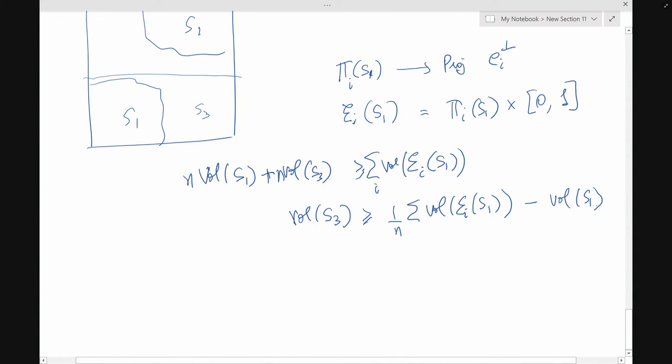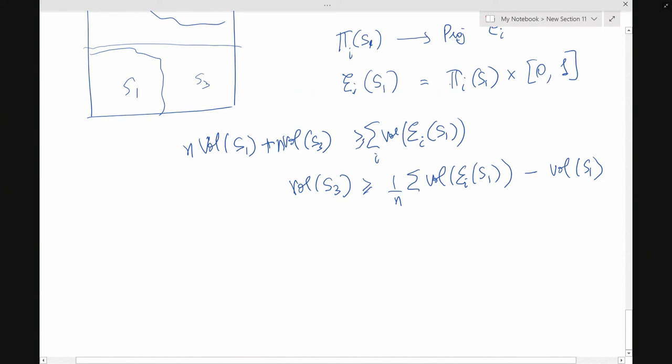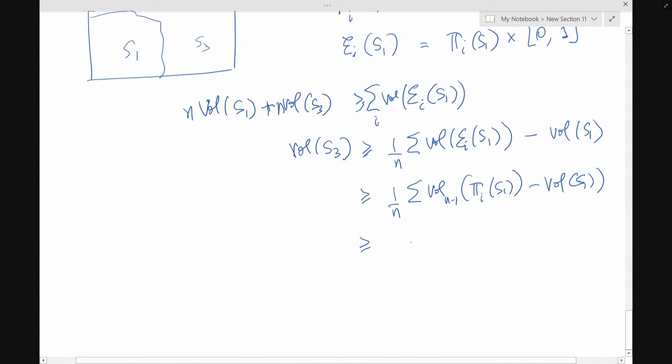Now, volume of epsilon_i is the same as the n minus 1 dimensional volume of pi_i. So this is 1 over n times summation of volume n minus 1 of pi_i, because I just extended by the unit interval. Great. Now, let us use the arithmetic geometric inequality on the first part. So I get product of volume n minus 1 of these projections to the power 1 over n, minus volume of S1.